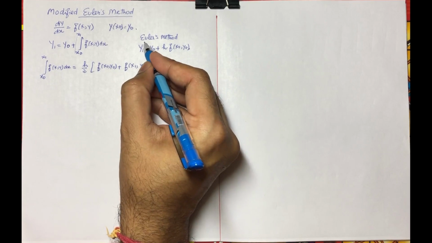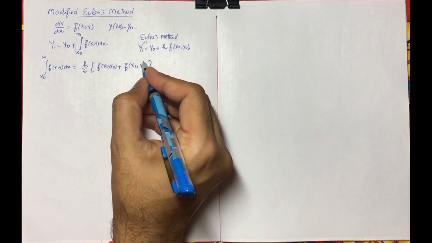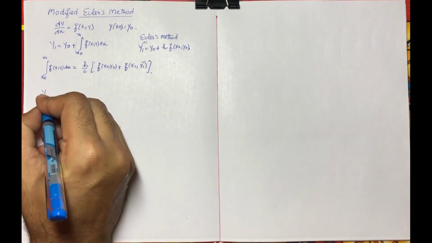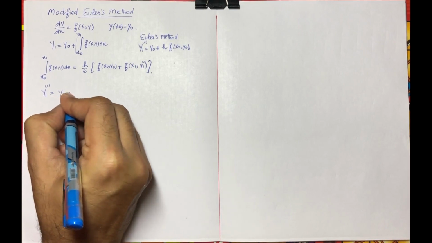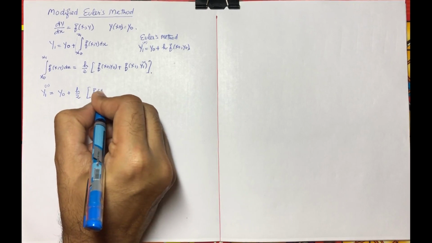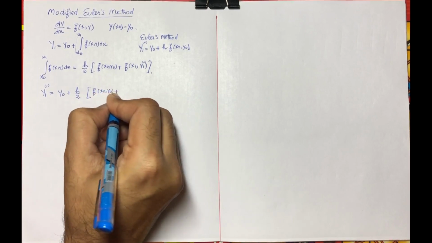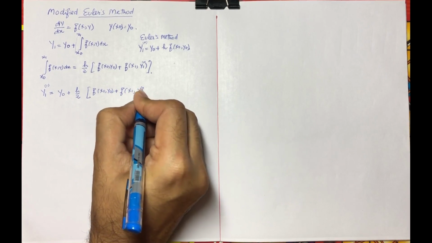The solution we get, we will take it as an initial approximation to the solution, and that solution we use here. The modified method becomes: the first approximation to the solution is y naught plus h by 2 times f(x naught, y naught) plus f(x1, initial approximation to y1).